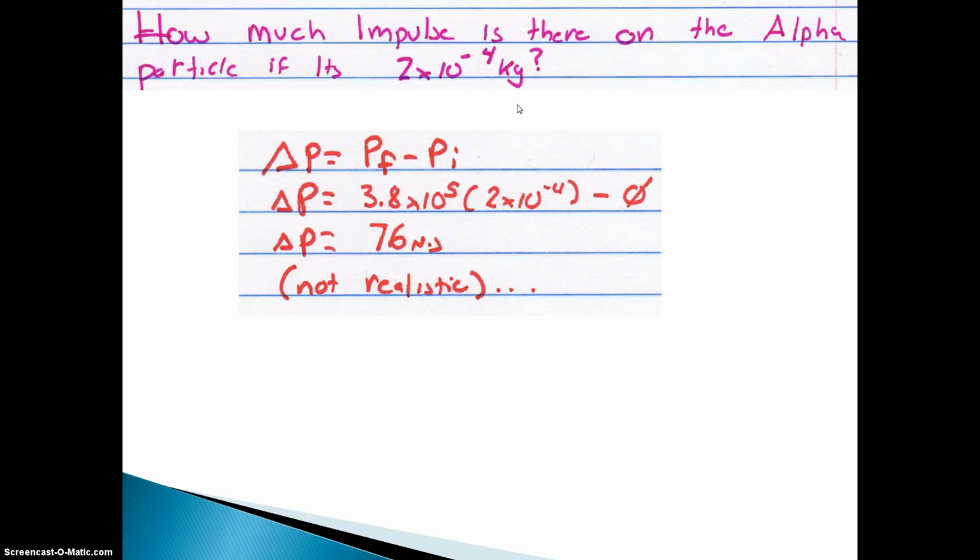So we did a problem, we made a flow chart, and we're pretty decent now. This video is a good review of what momentum and impulse is.